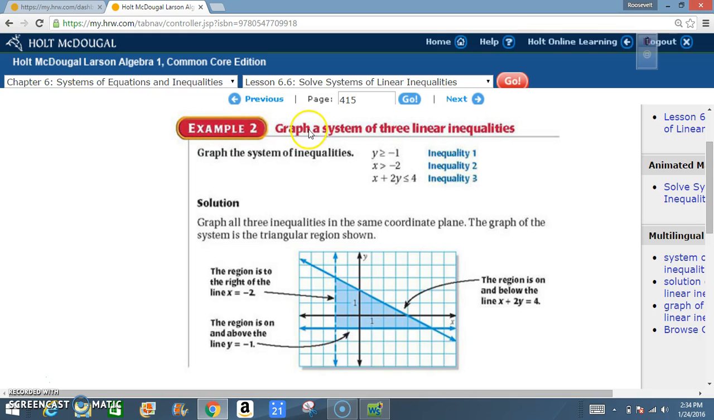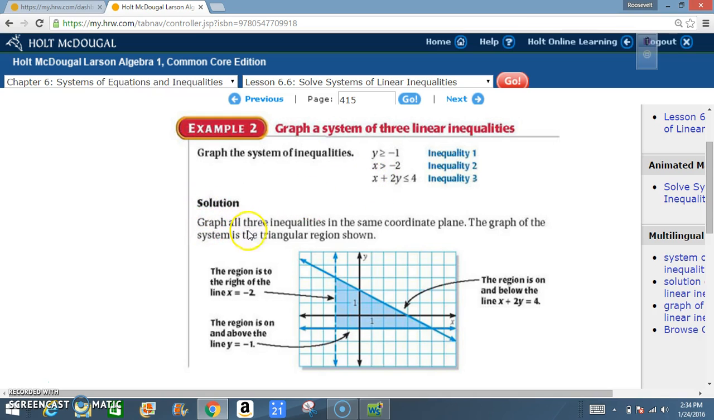Example 2, graph a system of 3 linear inequalities. Graph the system of inequalities. Y is greater than or equal to negative 1, X is greater than negative 2, and X plus 2Y is less than or equal to 4. Even though it looks like a lot of work, you should not be there long. This should be a quick graph. Here you solve for Y, put it in mx plus b form real quick, should take you less than 30 seconds, and you are ready to graph.